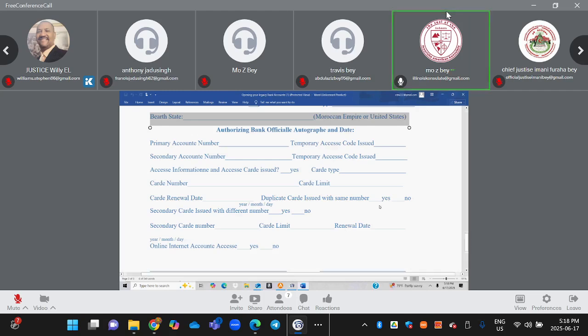Now, authorizing bank official autographing. So you would access information and access card issued. I put yes right here because I have a restated card.